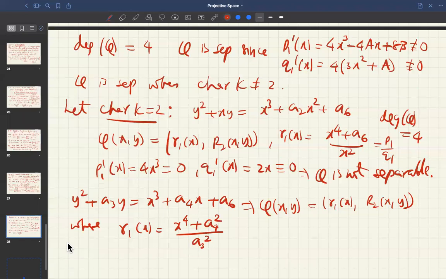So here the degree is 4, right? The degree is 4, and the derivatives r1 dash are both 0, so this implies that phi is not separable here. So in the case of characteristic 2, the endomorphism given by phi of P equals 2P is not separable.